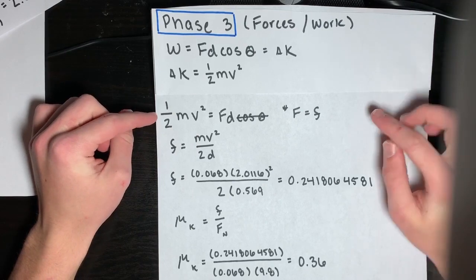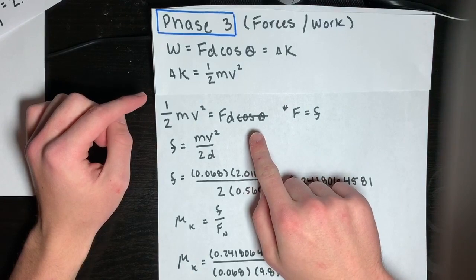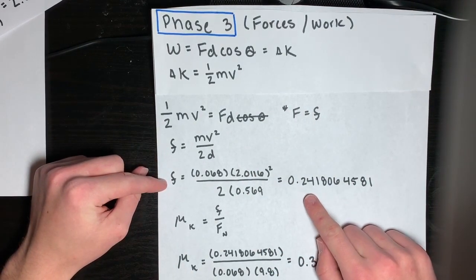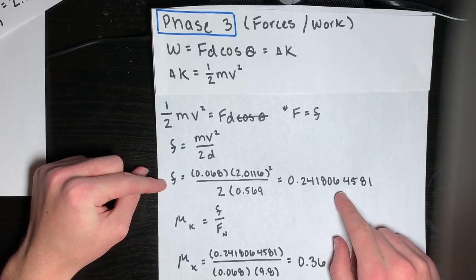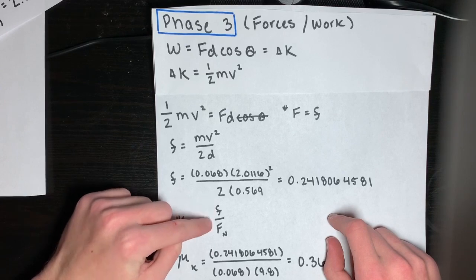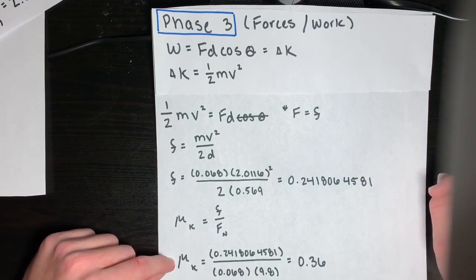After plugging in this equation and realizing that the force we're looking for is the force of friction, and that there is no angle between the two, we're able to discover that the force of friction can be 0.2418064581. And after plugging this into the mu of kinetic energy equals force of friction over the normal force, we finally discovered that mu for kinetic energy was 0.36.